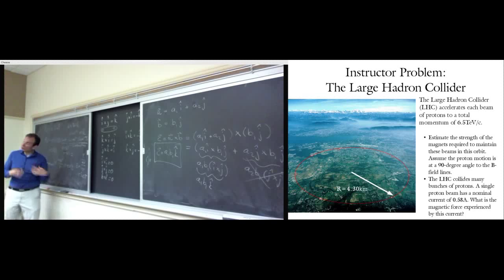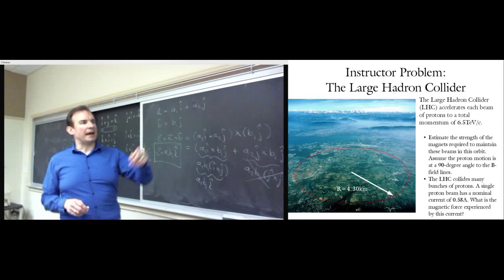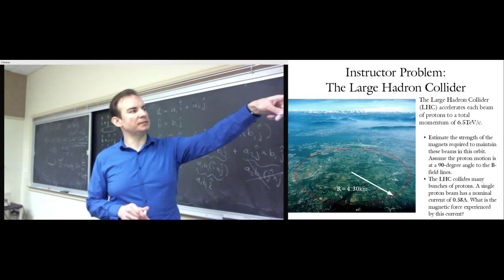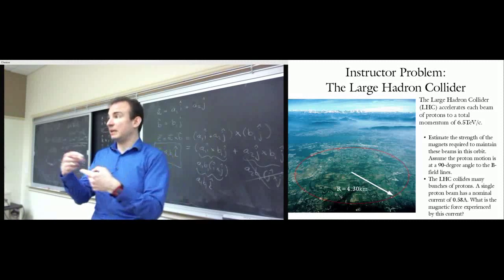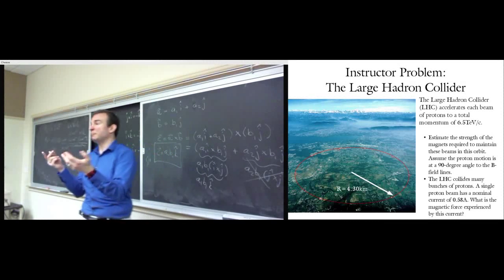Okay, so using these kinds of things, you can very quickly figure out the engineering parameters for a system like this. So this is pretty close to the correct answer, which I said is about 8 tesla. The LHC collides many bunches of protons. A single proton beam has a nominal current of 0.5 amps. So each beam is about 0.6 amps of current.